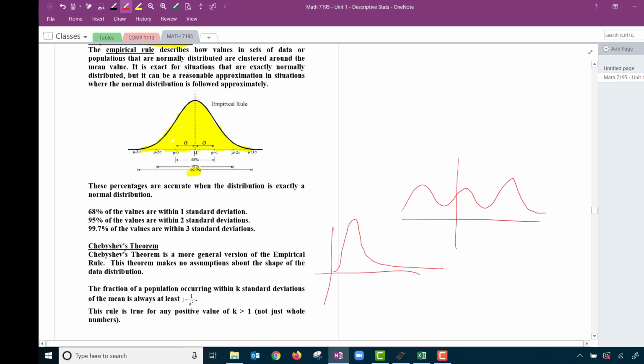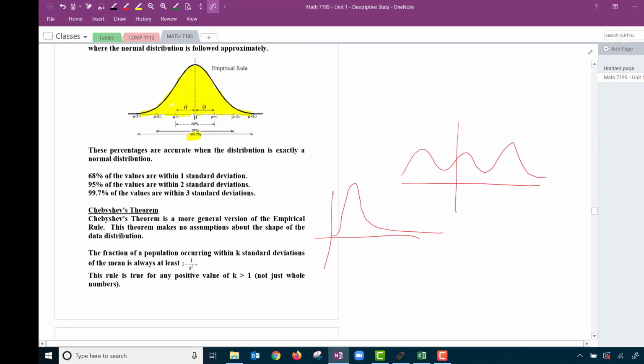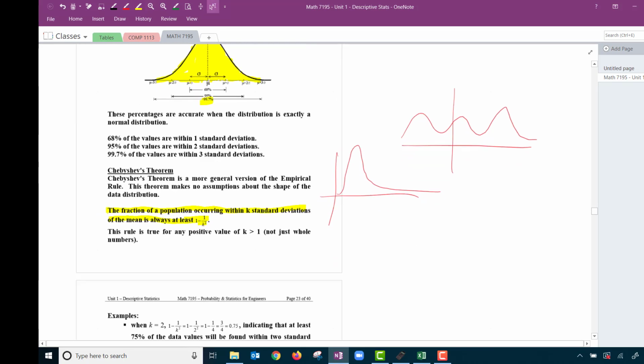But there's a smart guy named Chebyshev that came up with the percentages when you have alternate shapes. It's a fairly basic formula. He says that the fraction of a population occurring within k standard deviations of the mean is always at least 1 minus 1 over k squared. K has to be a value greater than 1, where K is the number of standard deviations. That formula looks a little confusing at first read. I thought I'd plug a couple numbers in, and then it hopefully will make sense.